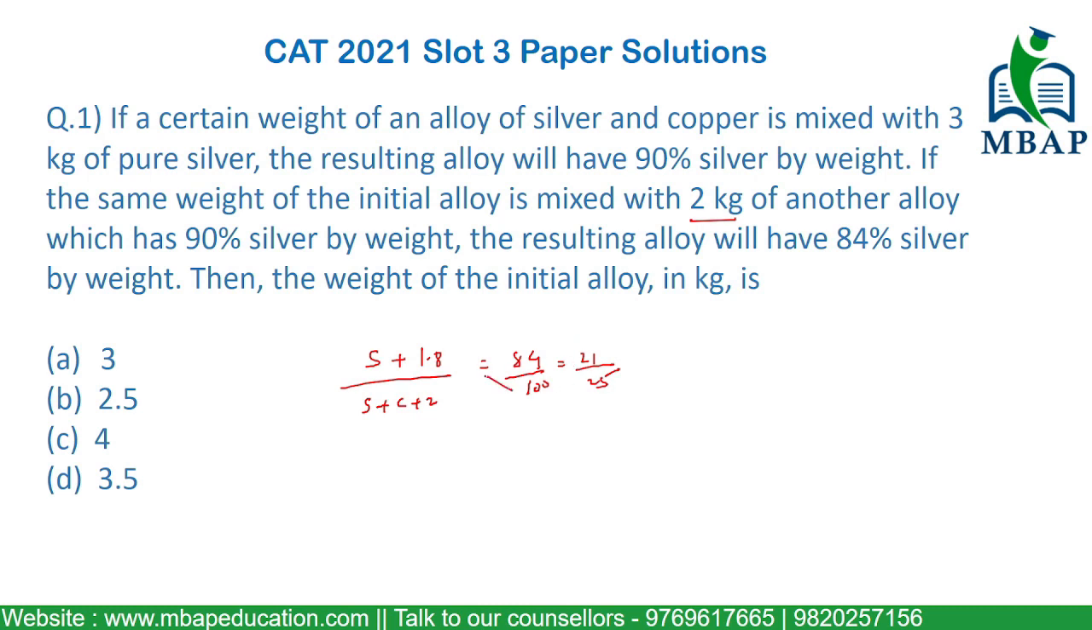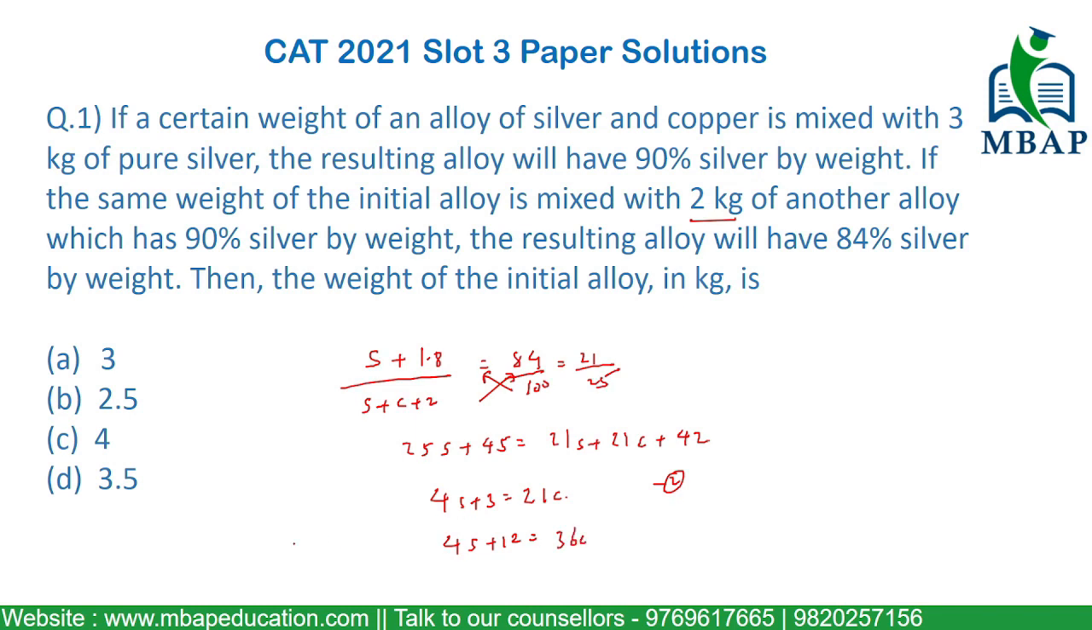If you solve this, multiplying 25 here and 21 here, you get the final value as 25S plus 45 equal to 21S plus 21C plus 42. Now solving it, you get 4S plus 3 equal to 21C. On the second side we got 4S plus 3 equal to 21C, and the first instance showed me that 4S plus 12 should be equal to 36C.